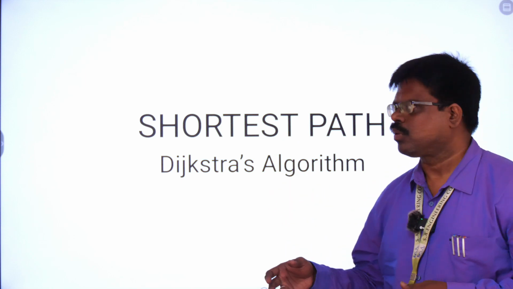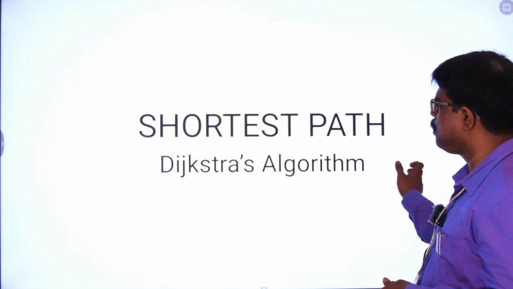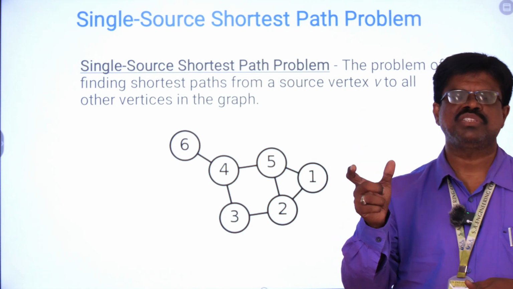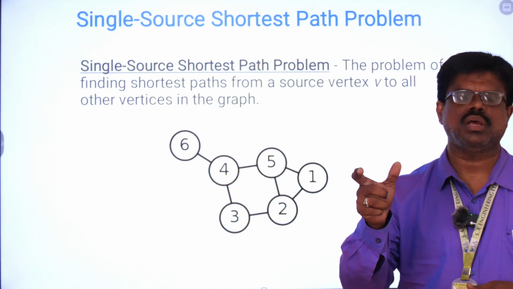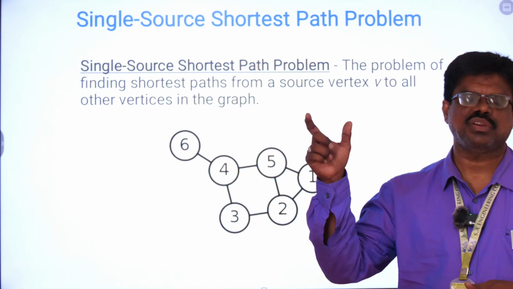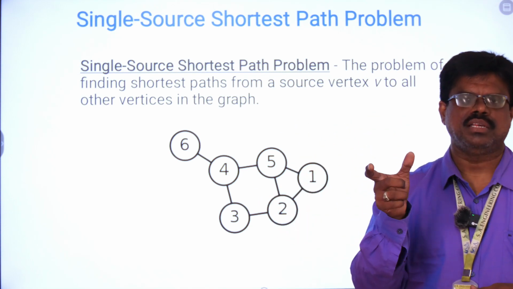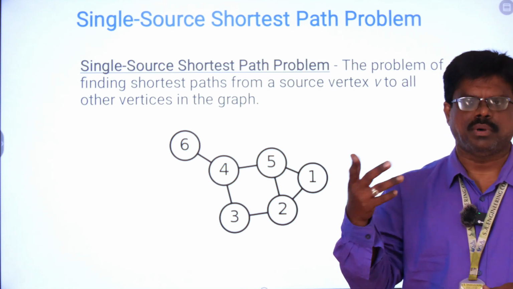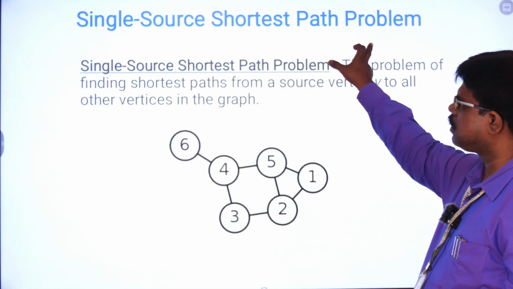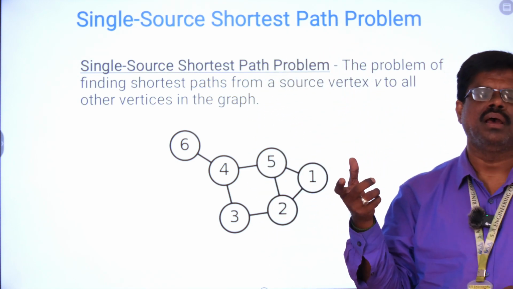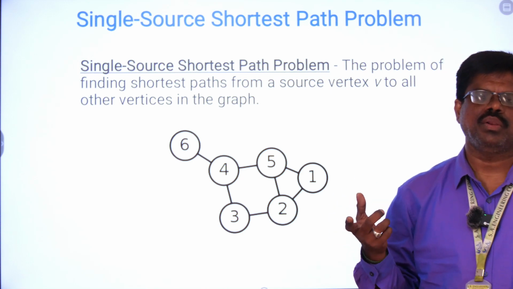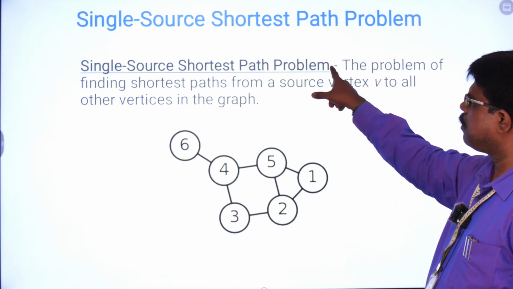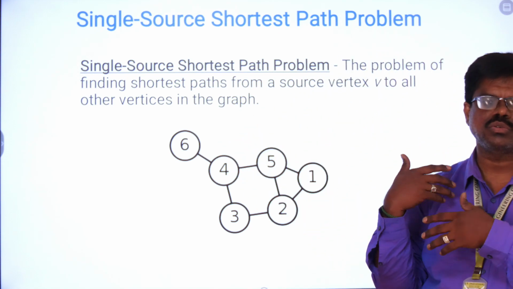Shortest path is nothing but the minimum distance from the source node to the destination node. That is called the distance, and that minimum distance you have to take into consideration for finding the shortest path. So the single source shortest path problem is the major idea of Dijkstra's algorithm. It is the problem of finding the shortest path from the source to the destination.